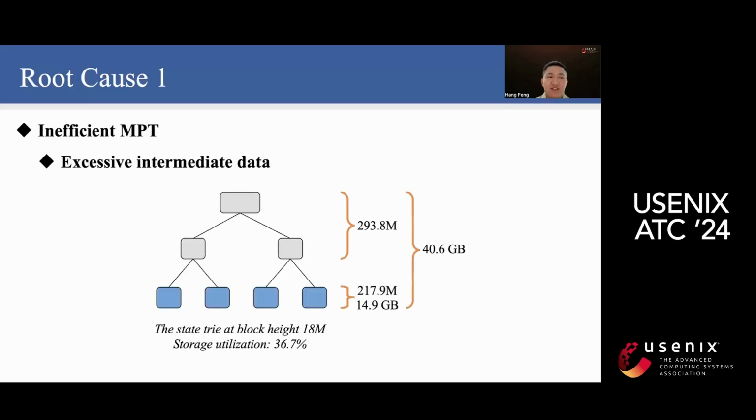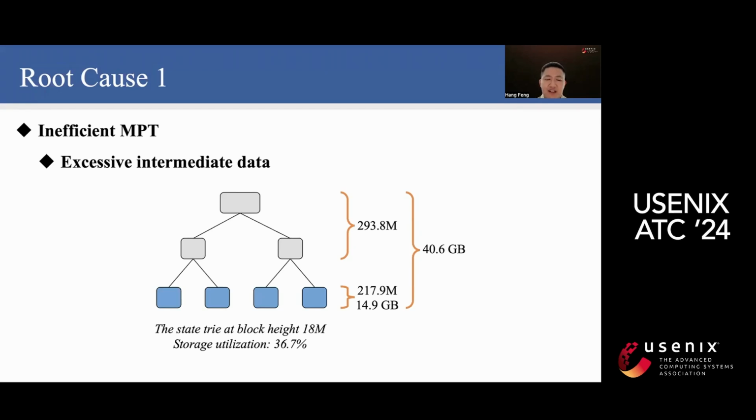The first is an inefficient Merkle Patricia Trie. Since states are stored in leaf nodes, the intermediate nodes containing the proof information consume excessive extra storage. We analyzed the state trie at block 18 million. There are about 220 million leaf nodes. However, the intermediate nodes have reached about 290 million. The states with a storage of about 15 gigabytes consume a total storage of 40 gigabytes.